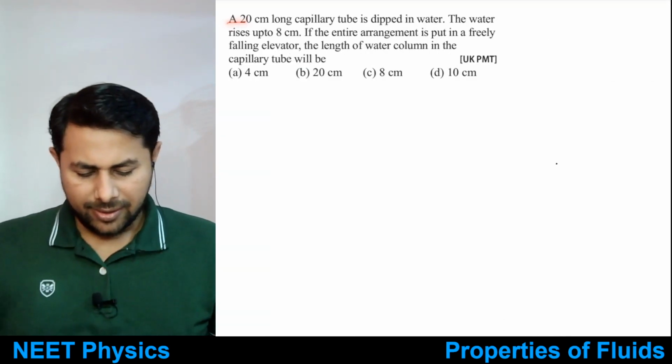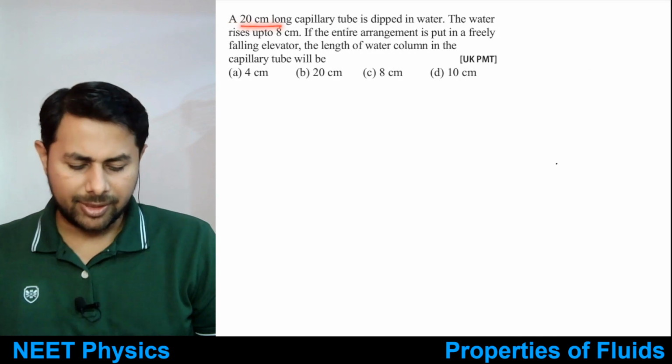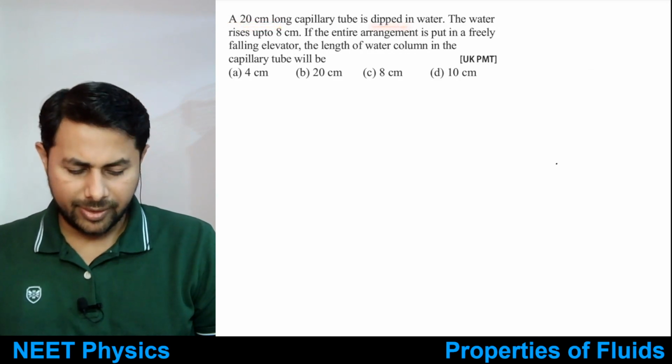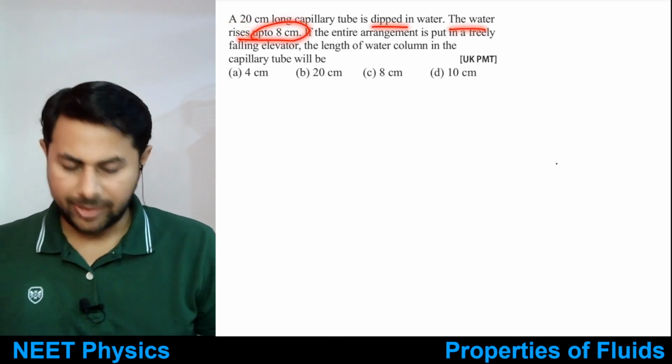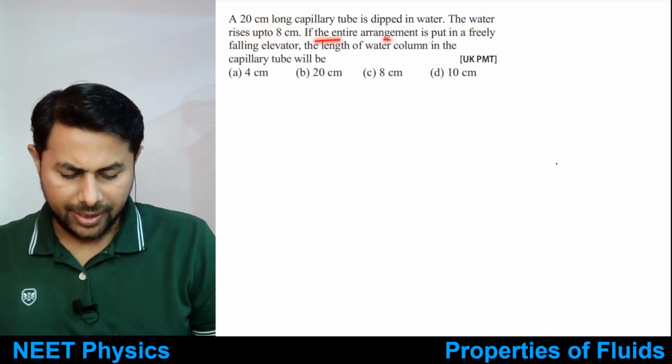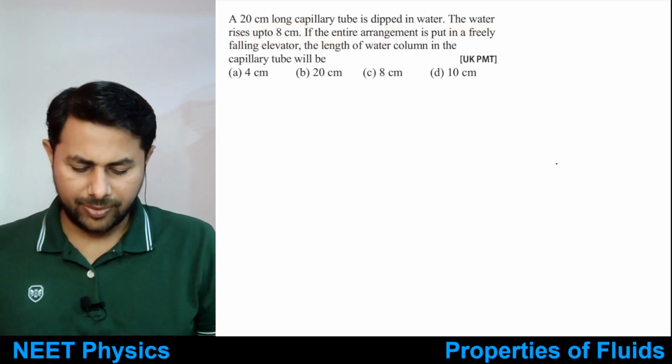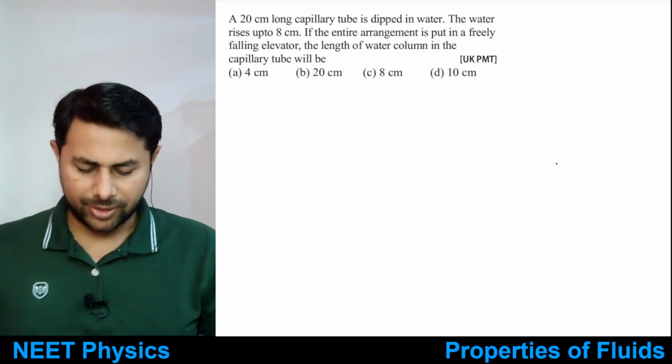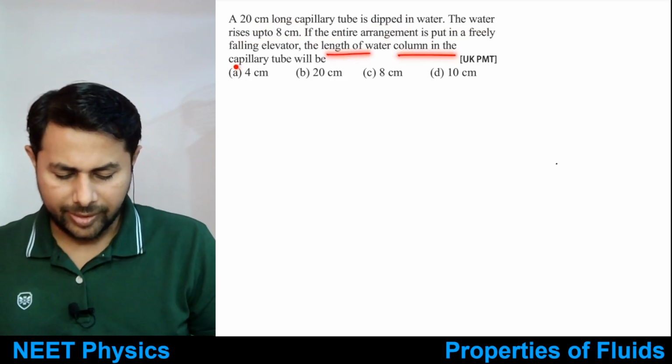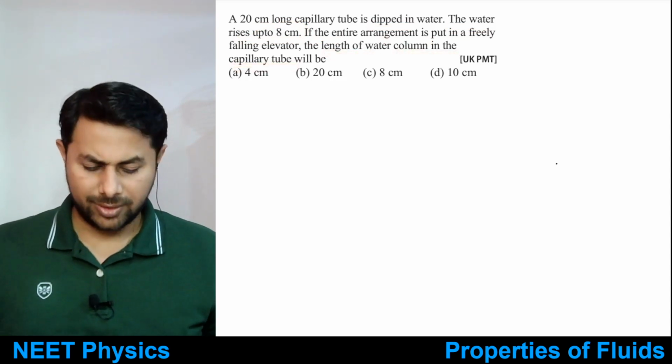A 20 centimeter long capillary tube is dipped in water, and the water rises up to 8 centimeters. If the entire arrangement is put in a freely falling elevator, this is a similar question, the length of the water column in the capillary tube will be. See here.